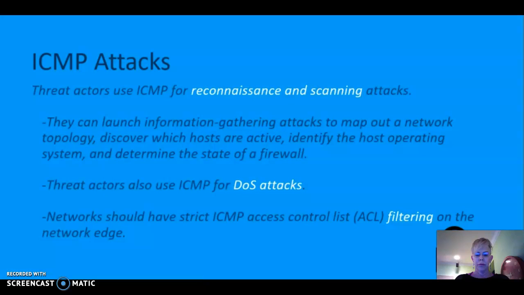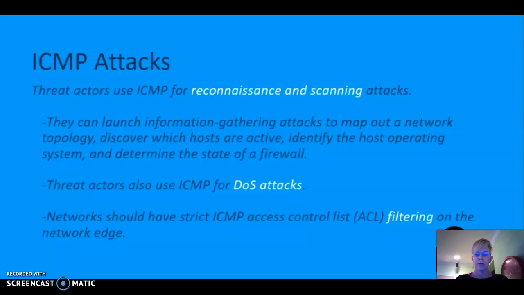And threat actors are going to use ICMP attacks for recon and for scanning. Now this is commonly used for gathering information. They want to map out the network topology. They want to discover which hosts are actually active and reachable. They can even use these attacks to identify the host operating system, known as fingerprinting. You can even see the service packet that's being used. These ICMP attacks can also determine the state of a firewall and what is able to be reached and reached through.